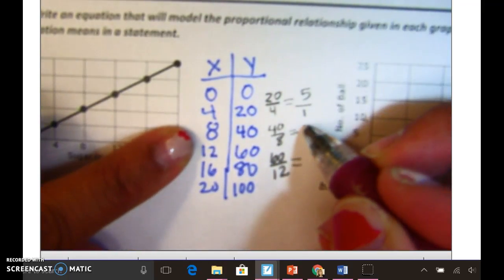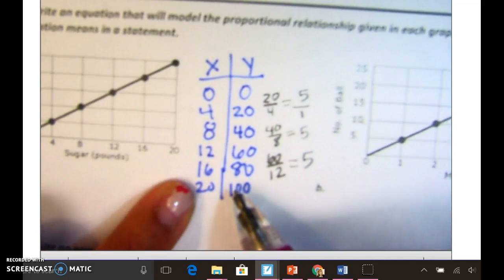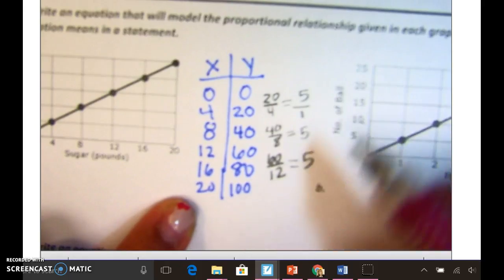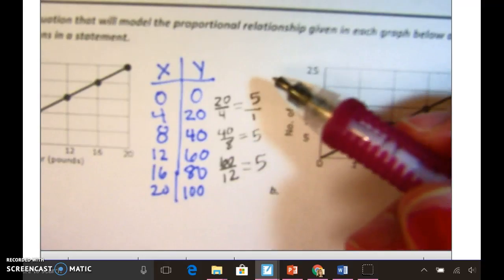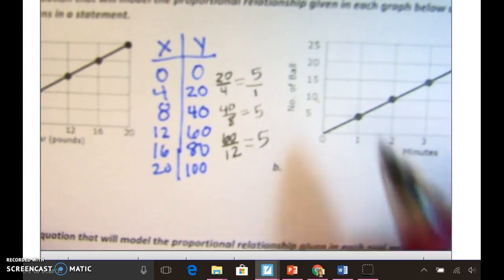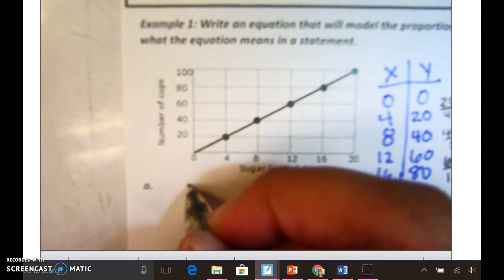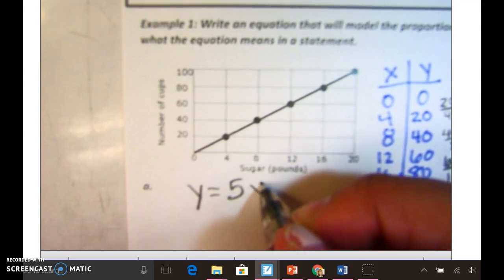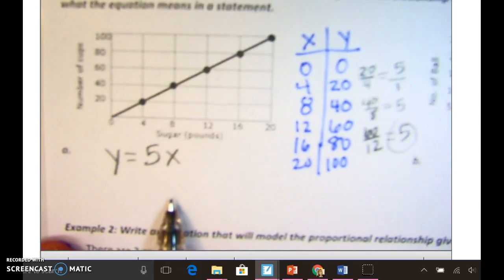8 goes into 40 5 times. 12 goes into 60 5 times. And if I do 80 over 16 and 100 over 20, all of these are going to have the same amount. That's why it's called a constant. It remains the same. Even though the x may change and the y may change, this ratio is always the same. This is k, and this is what I use in my equation. So my equation is y equals 5 times x. Any number that you put in for x, if you multiply times 5, you will get the y.